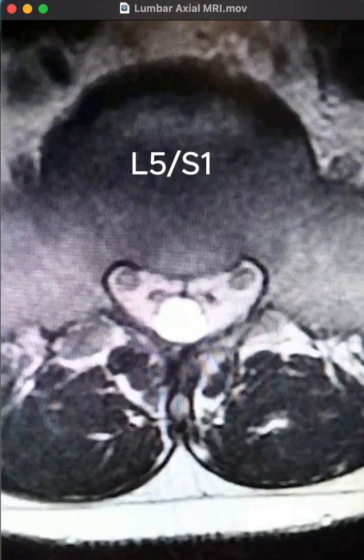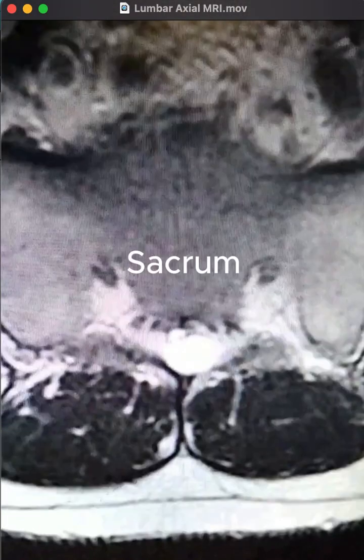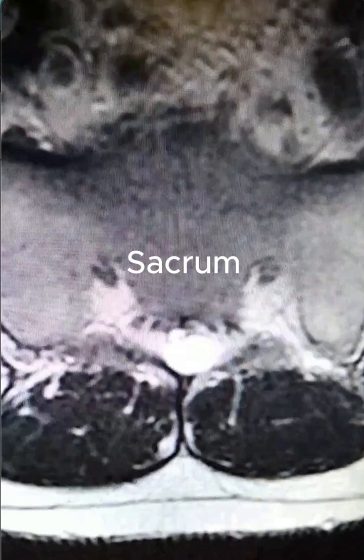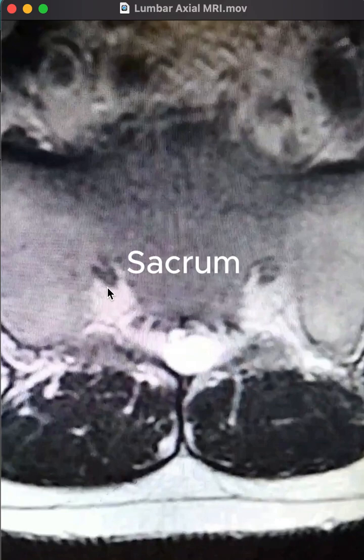And then we'll finally end at the sacrum. So the sacrum is the triangle shaped bone at the base of the lumbar spine. It sits between the ilium, and it is a key structure of the axial spine. Now, again, this grayish structure here is actually the right S1 nerve root and the left S1 nerve root.